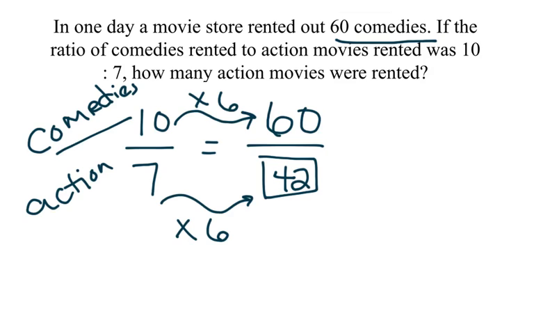So how many action movies were rented? 42. So that's how we're using ratios to solve problems. Don't forget to give yourself a little reminder of what number means which thing. That will be very helpful.